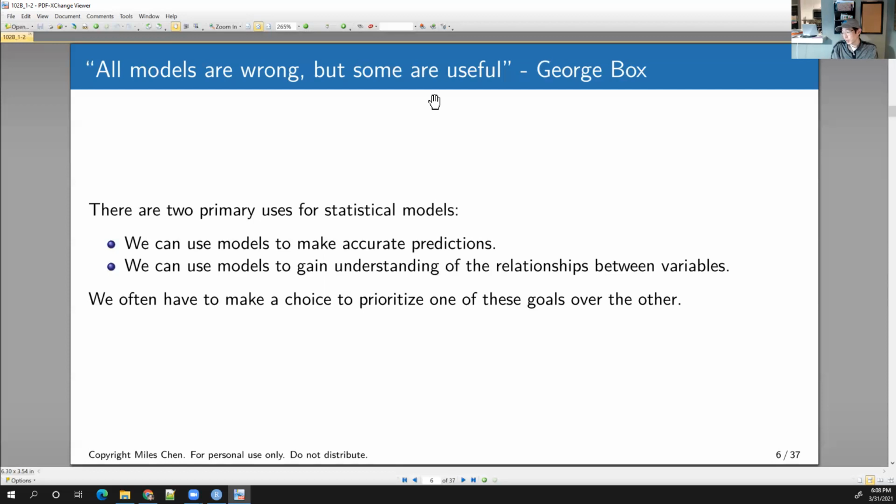And sometimes we have to make a choice, right? It would be nice if we can make good predictions and we can understand the relationship. But the fact of the matter is, some models are better for understanding relationships, and they make okay predictions, right? And other models are really good at making predictions, but it's almost impossible to gain any kind of understanding out of them. Okay, so those are some of the choices we might have to make.